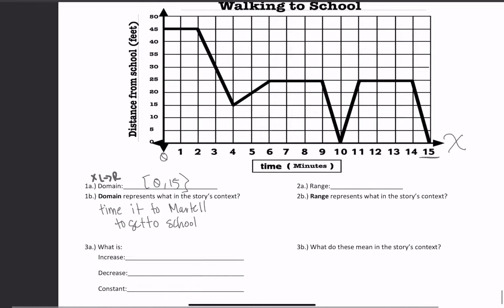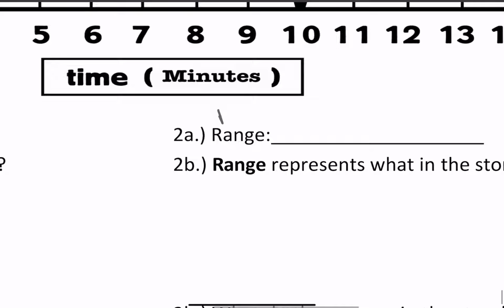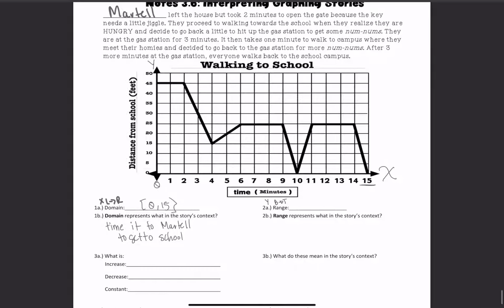All right. Number 2, and this side is our y up here. Number 2, we're going to figure out range. Now remember, range is bottom to top using the y-axis. So the bottommost part of our graph is at 0, and the topmost part of the graph is at 45. So this is from 0 to 45. This range represents distance from school. So this represents Martel's distance from school.